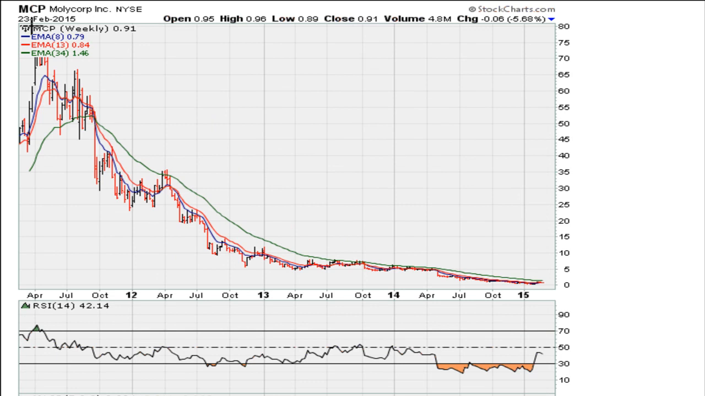Let's take a look at another example, MCP on a weekly chart, 4 years' worth of data. We see that it's been down over the last 4 years from, let's call it the 70s, now trading under the $1 level. We can see that there was a break at some point here.